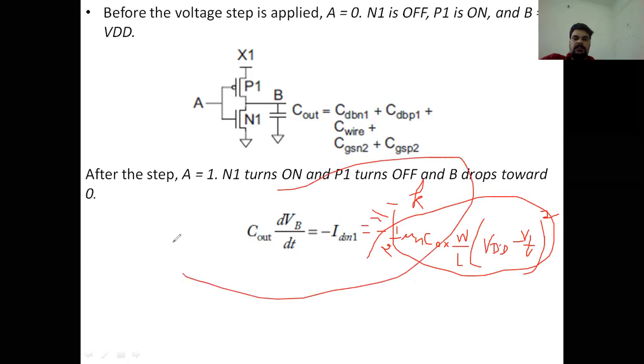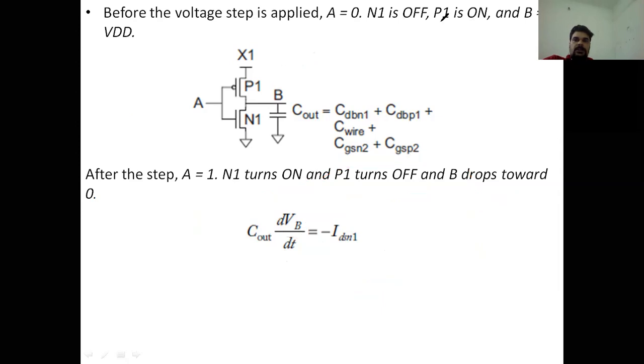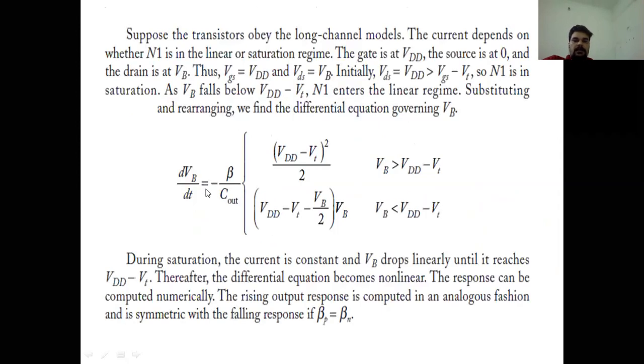So if I solve this equation, what will I get? I will get VB as a linearly declining graph. Okay. So when input was low, I was obviously getting output VDD. When input reaches VDD, output starts to fall, and how is it falling? Output is falling linearly. So this is a linear equation, okay? By solving this equation, I am getting this response. Okay.